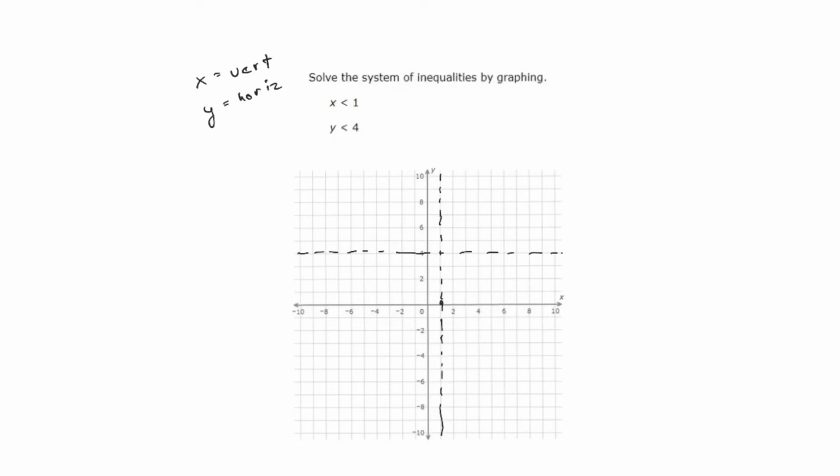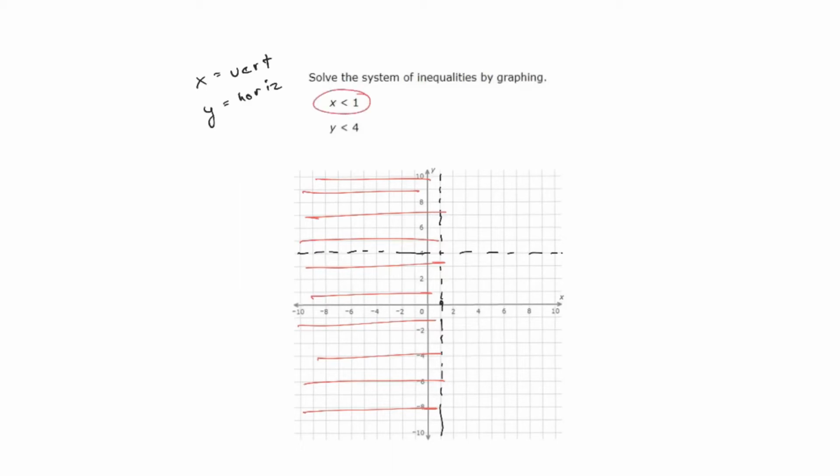With the x, you're going to shade everything less than 1. So we're going to make some bigger shades this time. Now, since x is a vertical line, I'm going to use horizontal lines to shade, and I'll do the same with the y. Since y is a horizontal line, I'm going to use vertical lines. This is my x shading. We'll use green for my y shading, so everything less than 4.